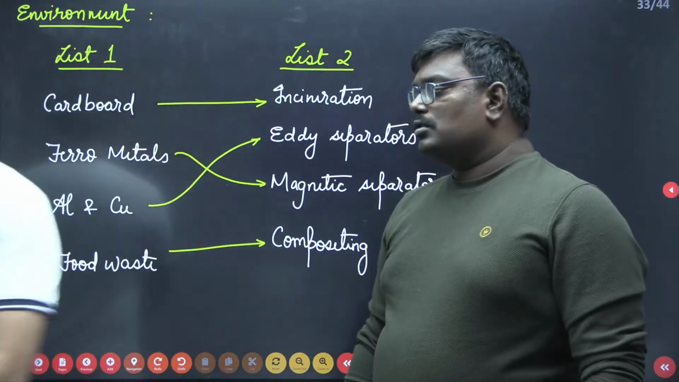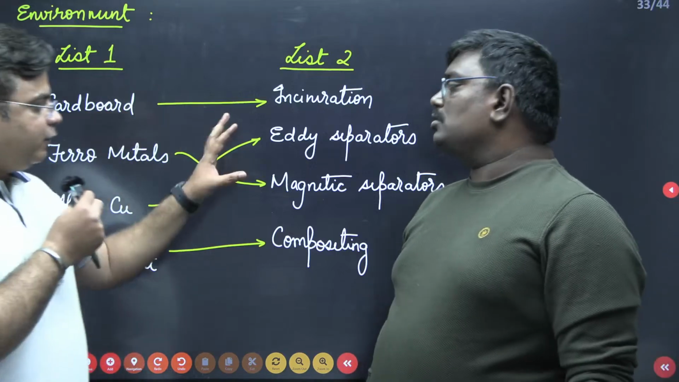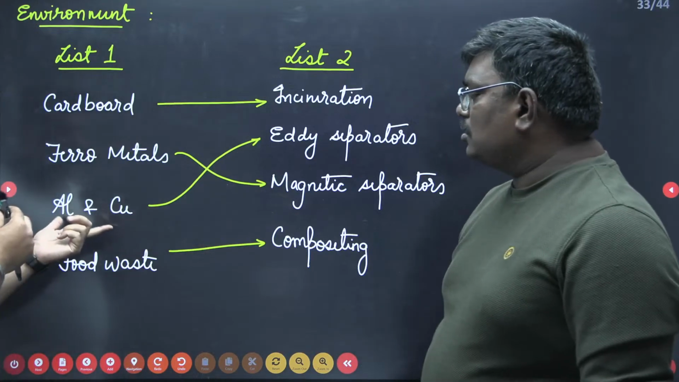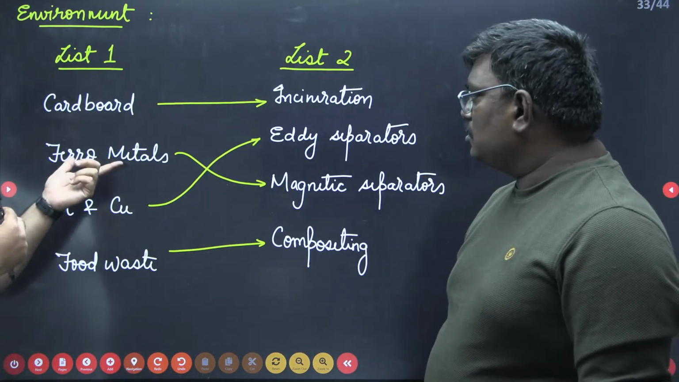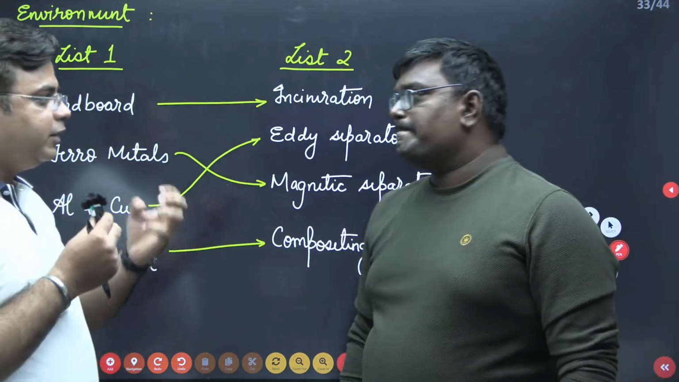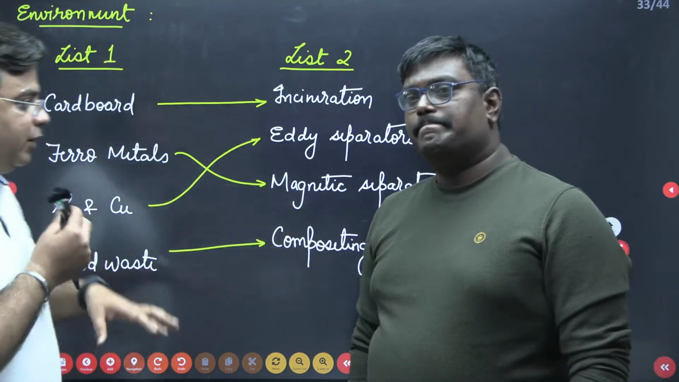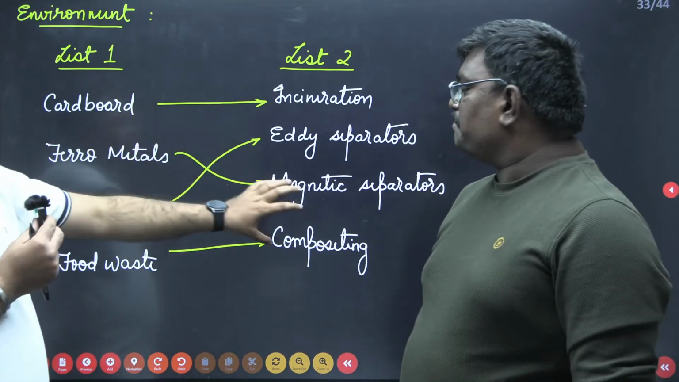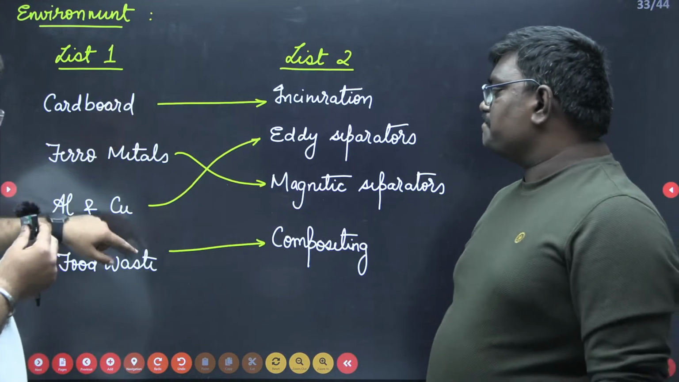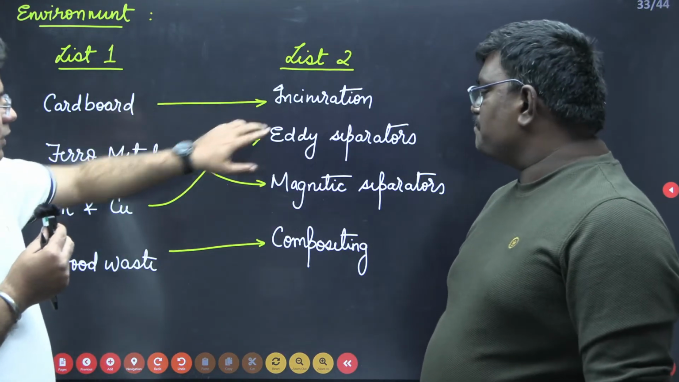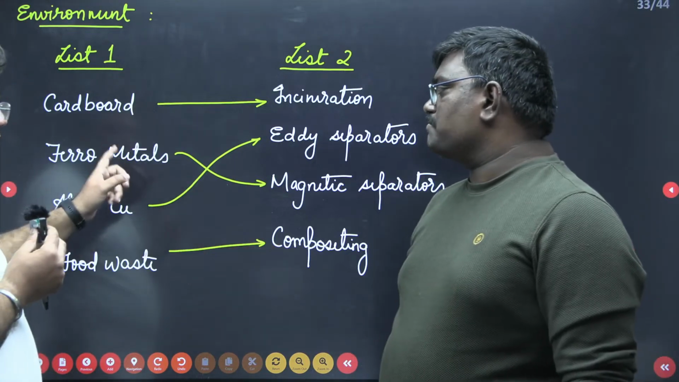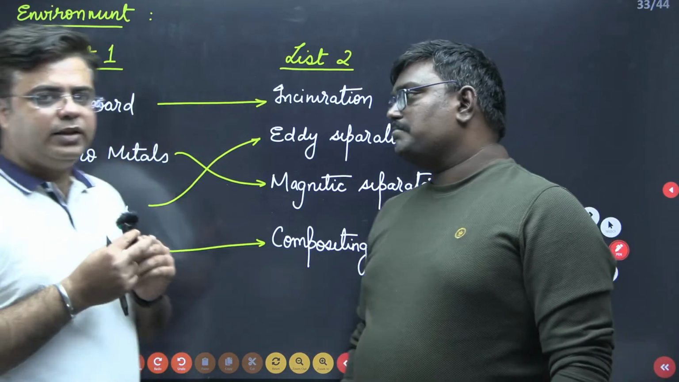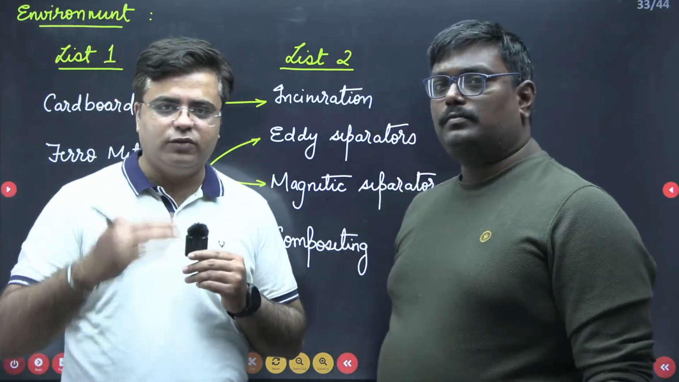Okay, sir. But sir, in this question you can see not everything is taught at BTech level. Especially this aluminium and copper treatment, then this ferrometal treatment, that is not taught at BTech level. But why has this question been framed? So that a student has some basic idea about these ferrometals, that they are related with some magnetic properties. Cardboard and food waste, they know. Cardboard is treated with incineration, food waste is treated with composting, but just by eliminating the options, they can very easily manage this question.